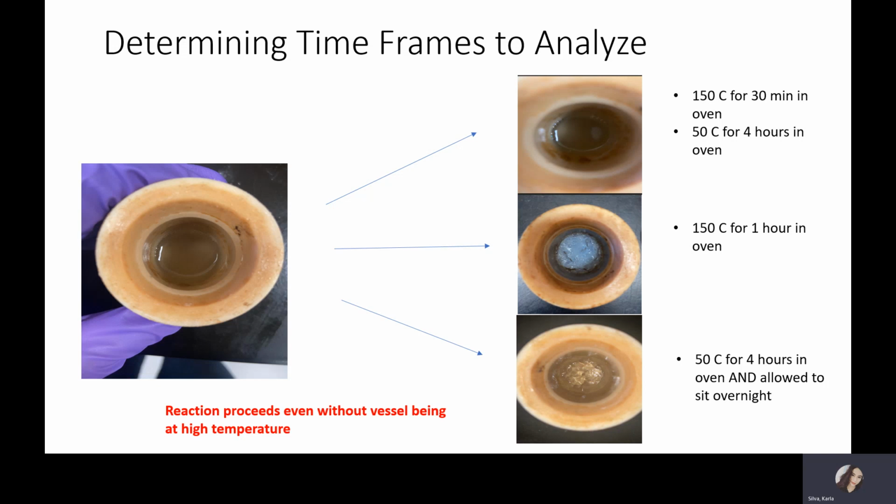Now, the first one that was run at 150 degrees Celsius for 30 minutes took several days. It took actually a whole weekend for it to become a gel. But the second one, the one that was run at 50 degrees Celsius for 4 hours, became a gel overnight. I essentially left it, came in the next morning, and was planning on checking if anything had occurred using the DLS, and it was a little too late because a gel was already there. However, the main takeaway from this was that the reaction proceeds even without the vessel being at a high temperature. This was very interesting to me because it helped me see that this is worth looking into with the DLS because something could be happening.